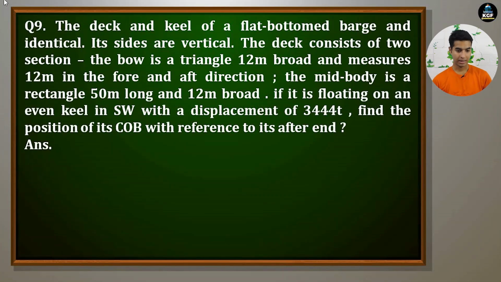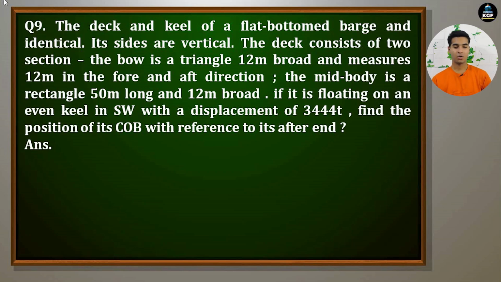Its sides are vertical. The deck consists of two sections. The bow is a triangle 12 meter broad and measures 12 meter in the fore and aft direction. The mid body is a rectangle 50 meter long and 12 meter broad. If it is floating on an even keel in salt water with a displacement of 3444 ton, find the position of its COB with reference to its after end.